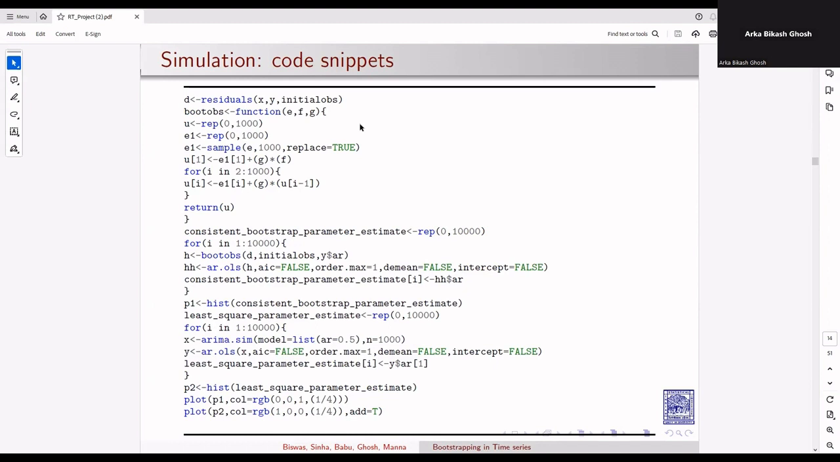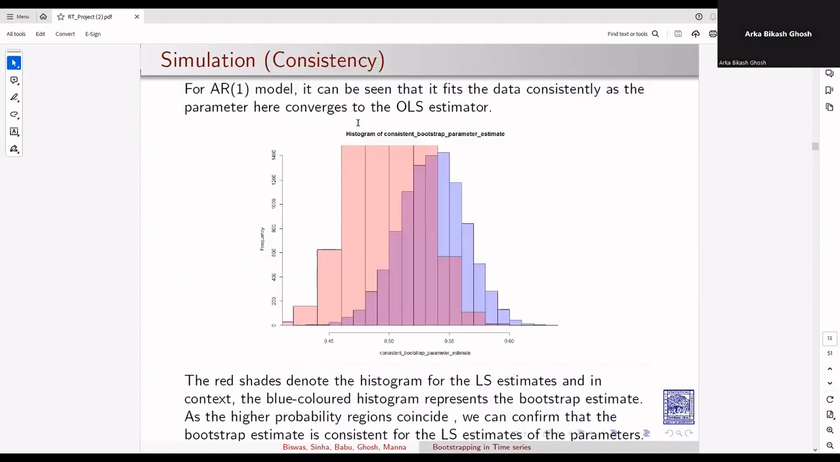After that, we again generated 10,000 samples, each of size 1000 from AR(1) with parameter 0.5, and calculated the least square estimator and plotted the histogram for these 10,000 values. We see that the large probability regions coincide, so the bootstrap done this way is consistent.